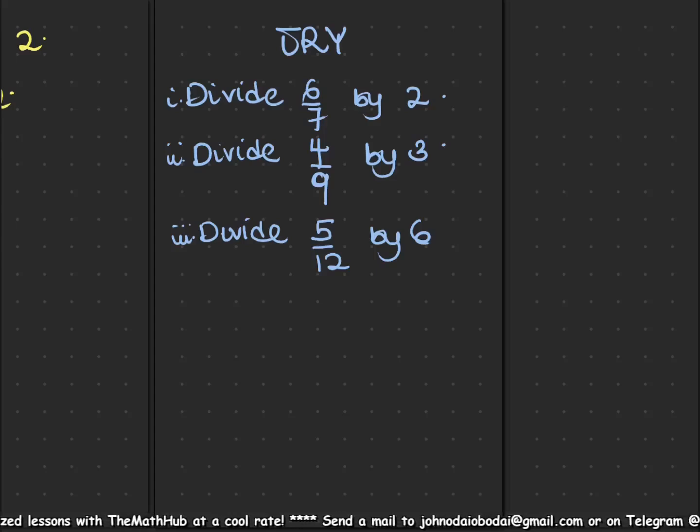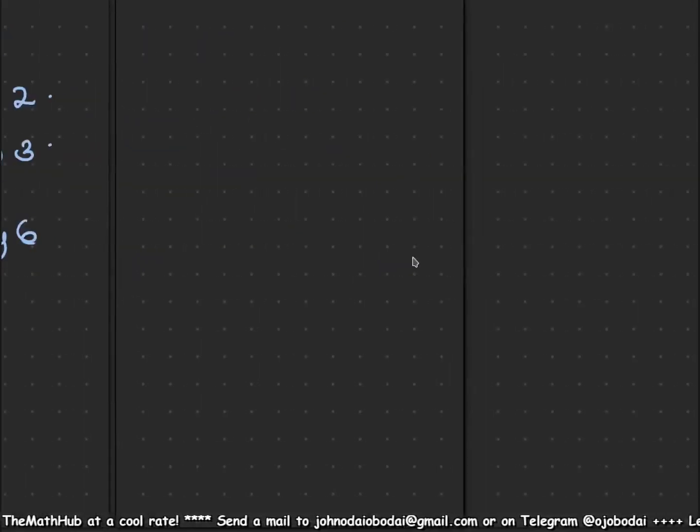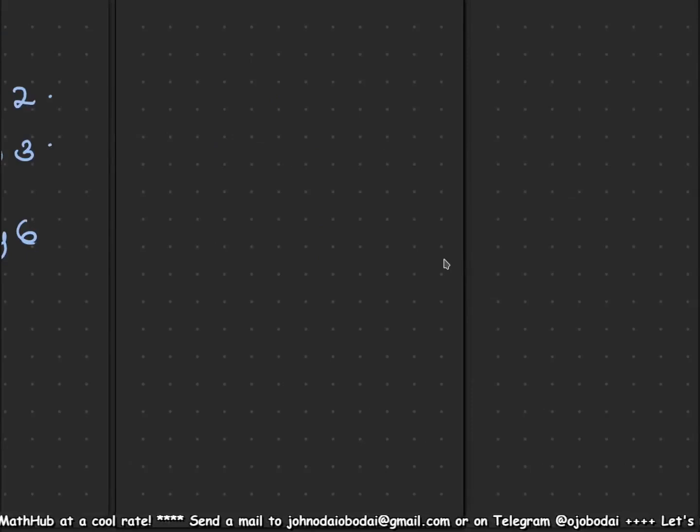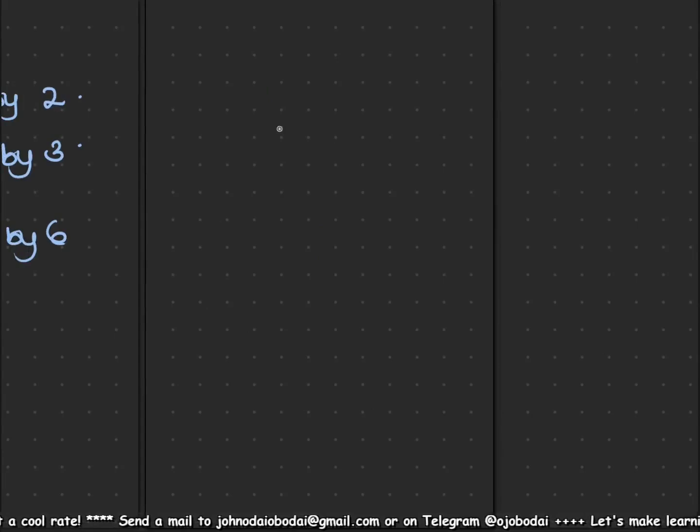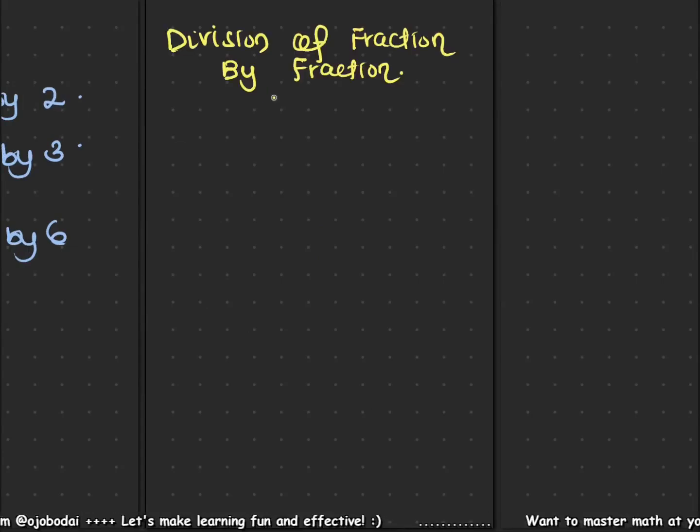And then finally, you have to divide 5 over 12 by 6. In this second section, we'll be looking at how to divide fractions by fractions. So let's look at how we can go about it. So how do we divide fractions by fractions?